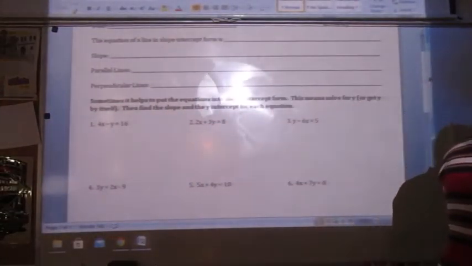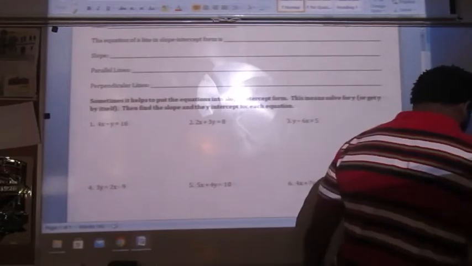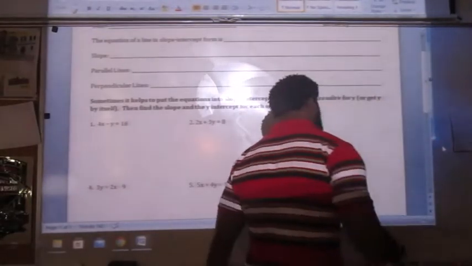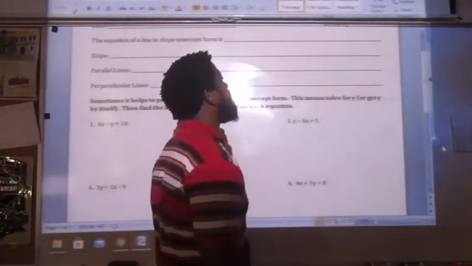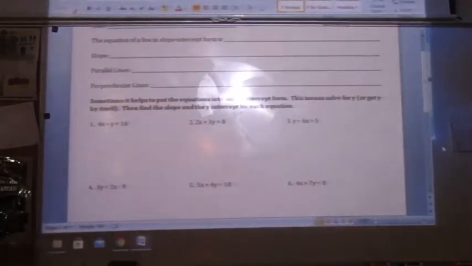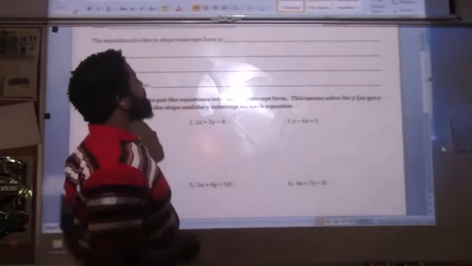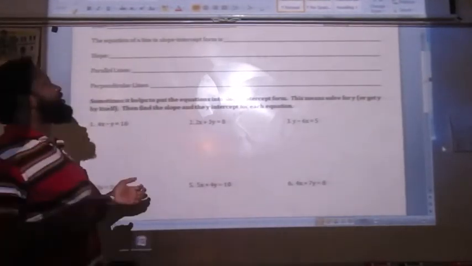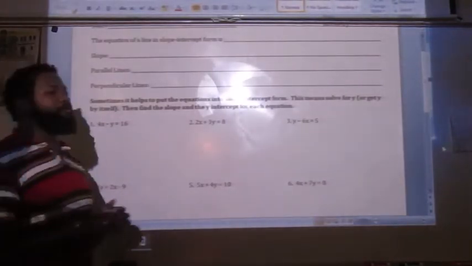Well, with slope, we're getting more so into the lines, okay? Matter of fact, let me just write it up here. So, the equation of a line, slope-intercept form.